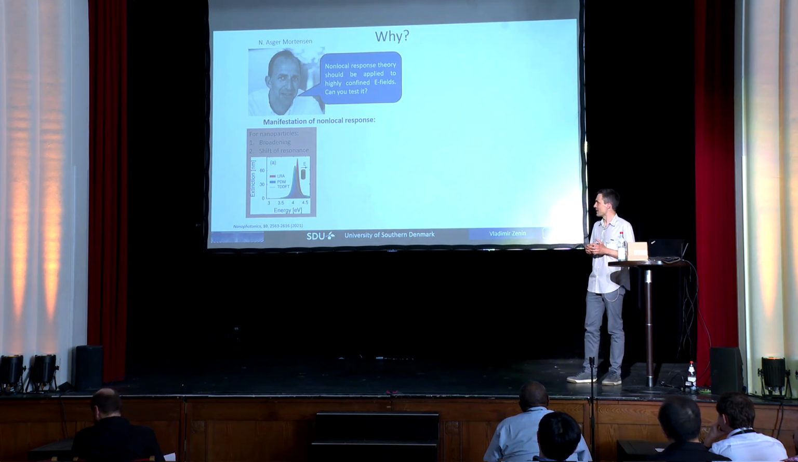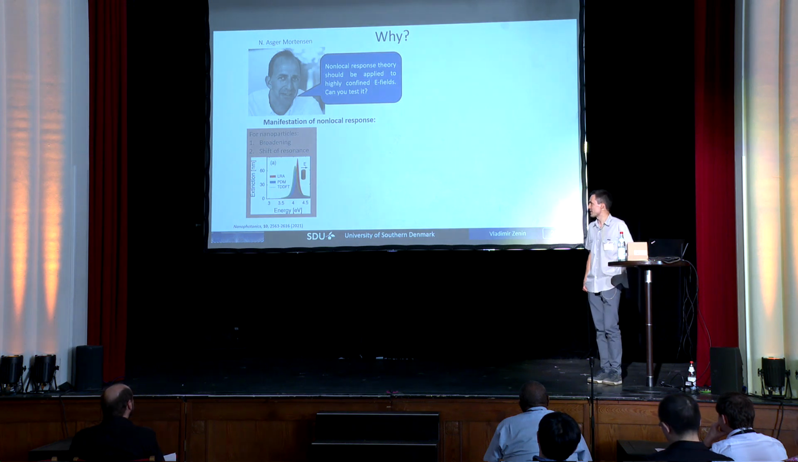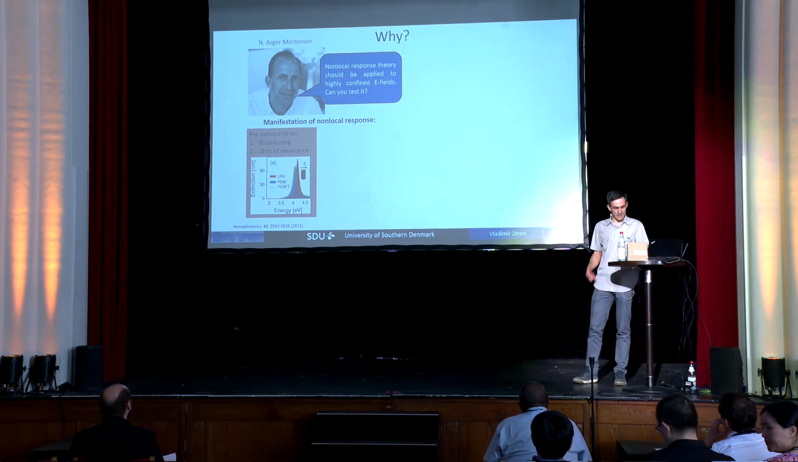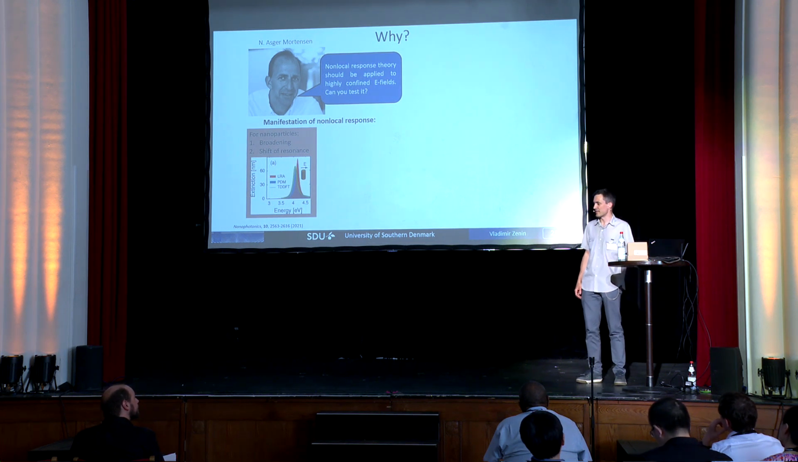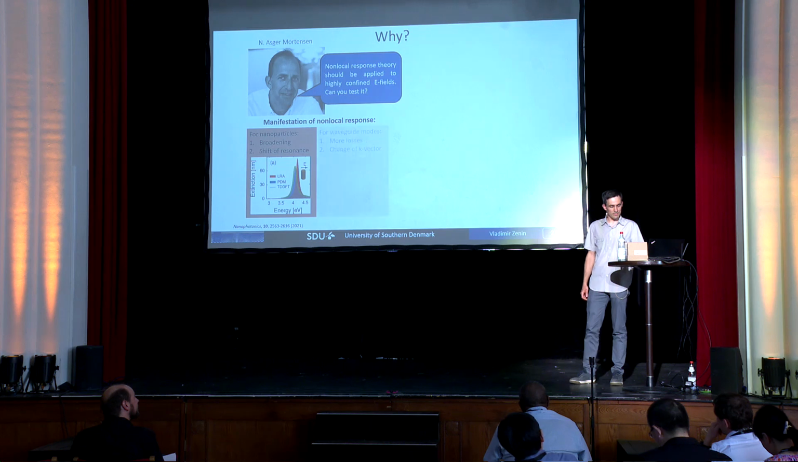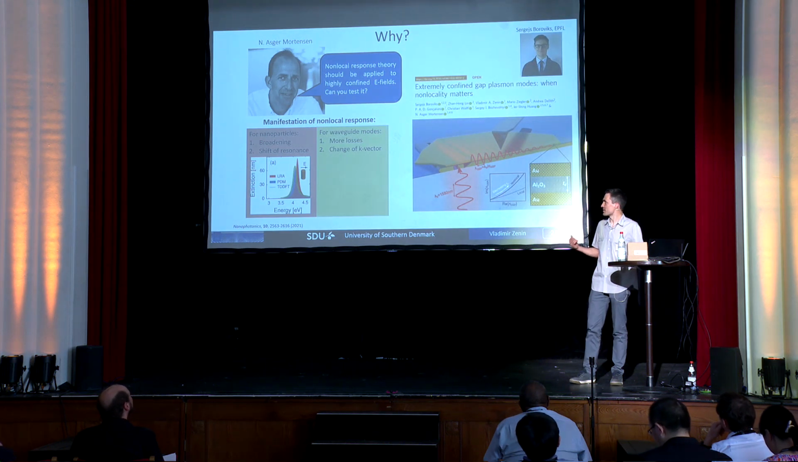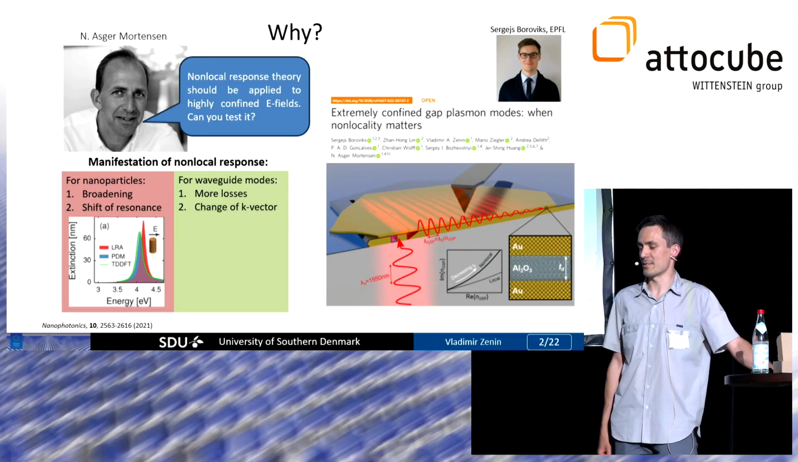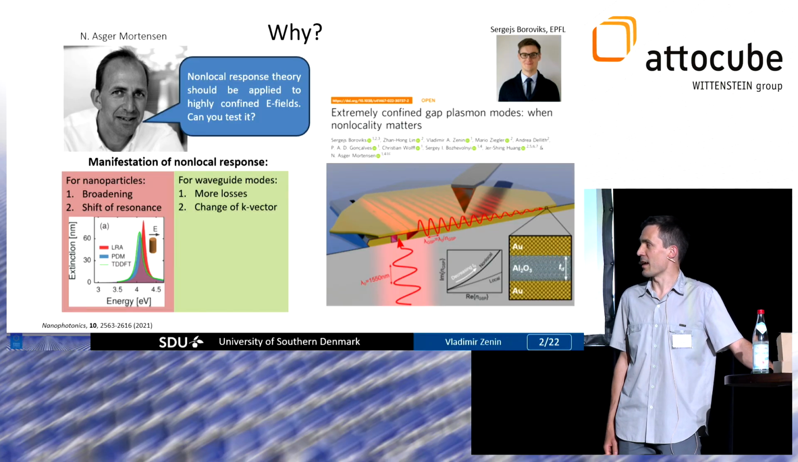It is demonstrated when the resonance becomes broader and when there is a shift of resonance. But there is a lot of uncertainty in nanoparticles. So instead, one can test it with waveguides. And for waveguides, these non-local corrections bring more losses and a slight change in k-vector.